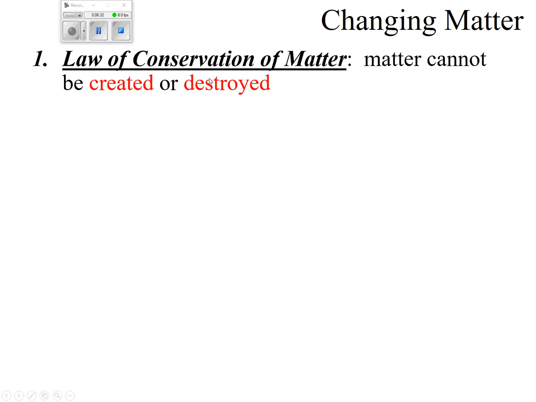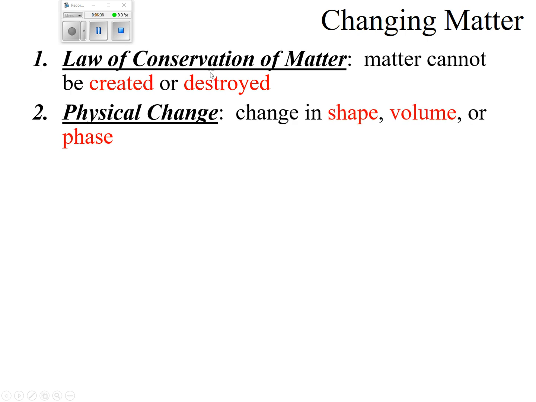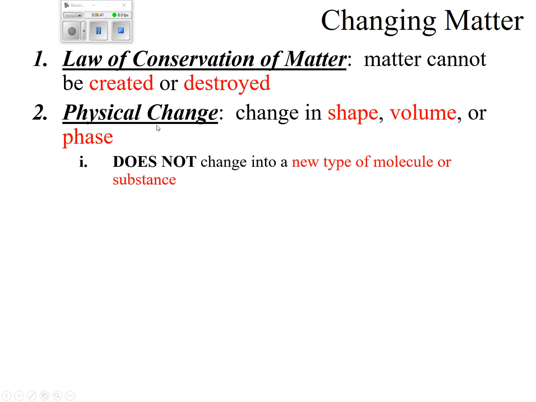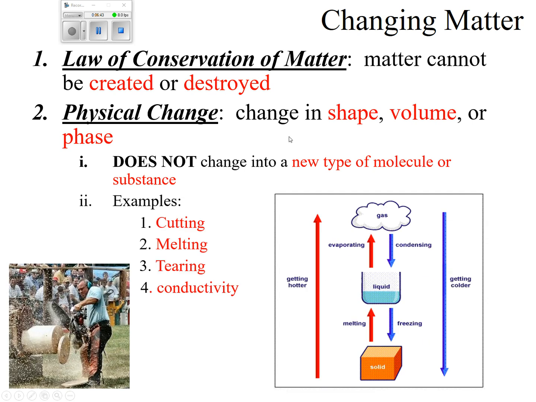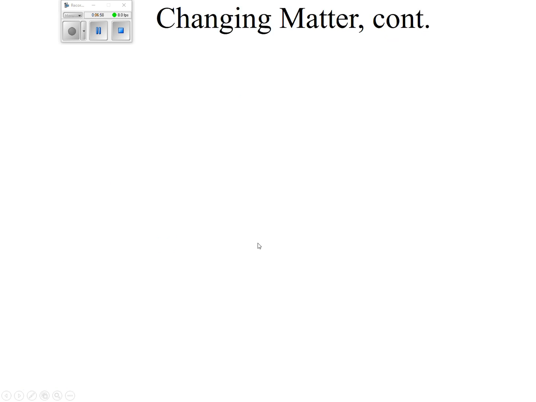All right. Changing matter, continued. If I change matter, I can't destroy it. I can't create anything new. I conserve it. So what's on one side is on the other side. Conservation of matter can be physical or it can also be chemical. Changing shape, changing volume, or changing phase, we don't get a new compound. We don't get anything new. The properties stay the same. So cutting, melting, tearing, or testing its conductivity is all physical.